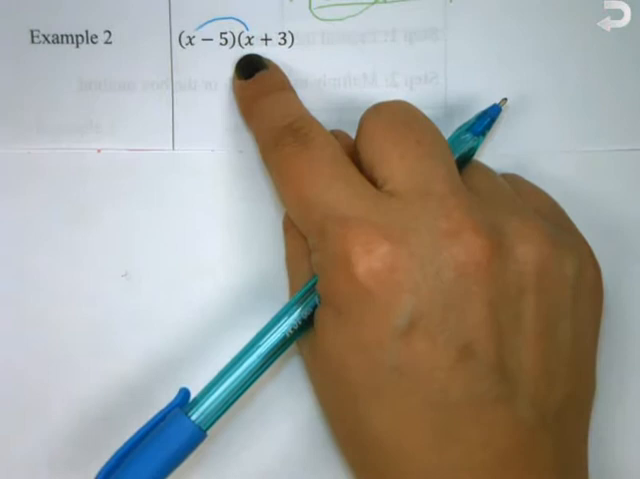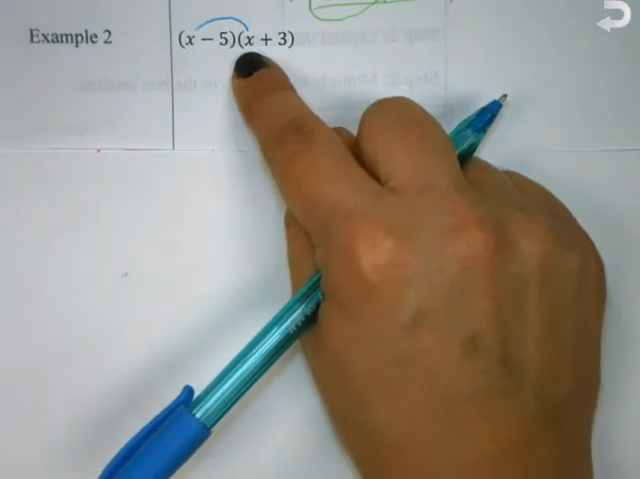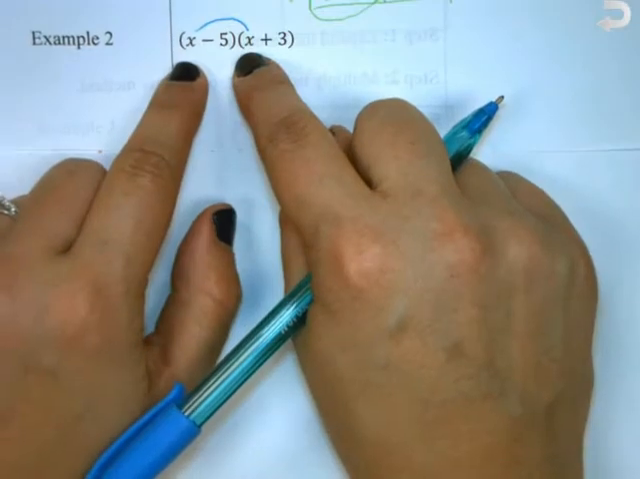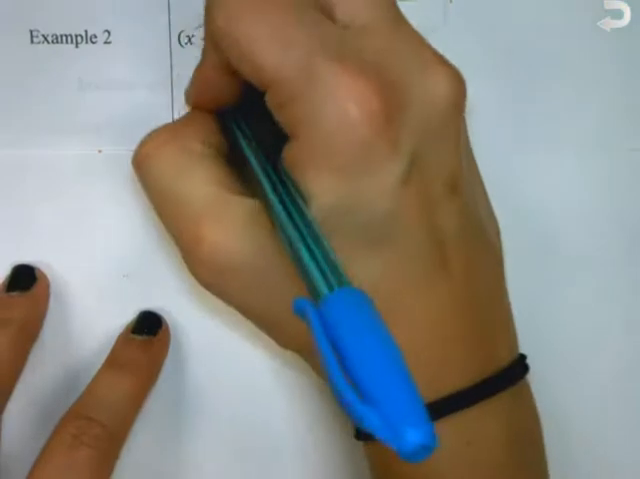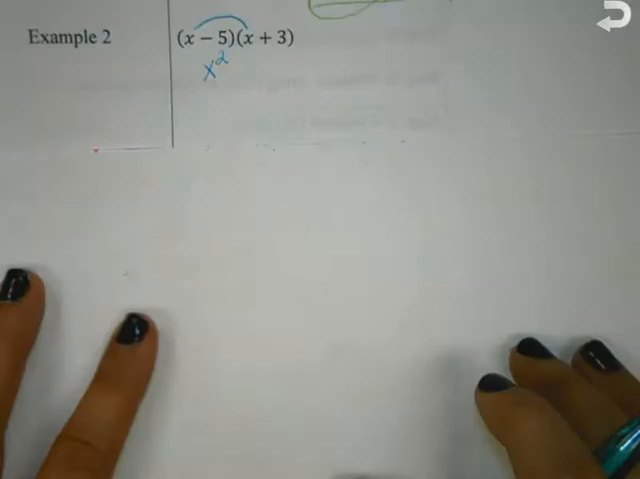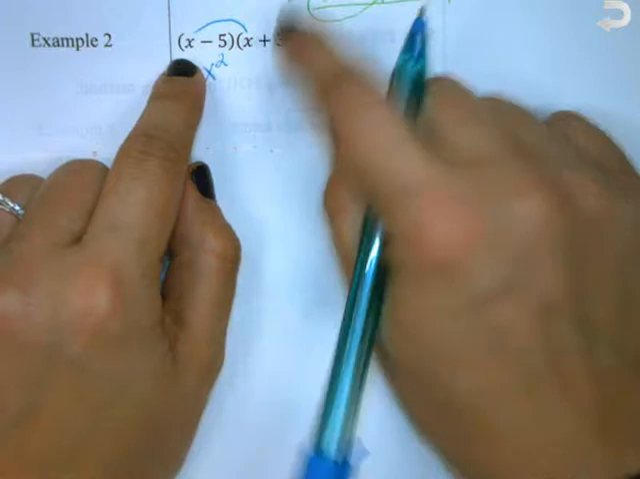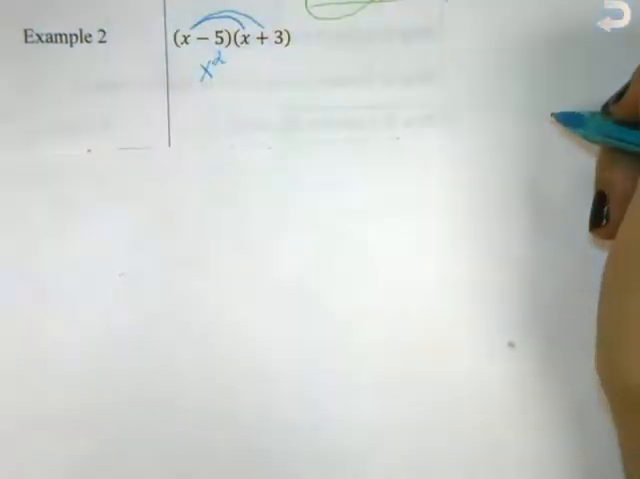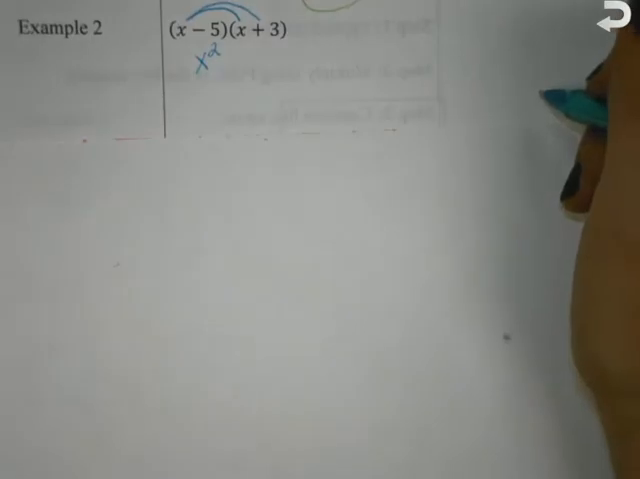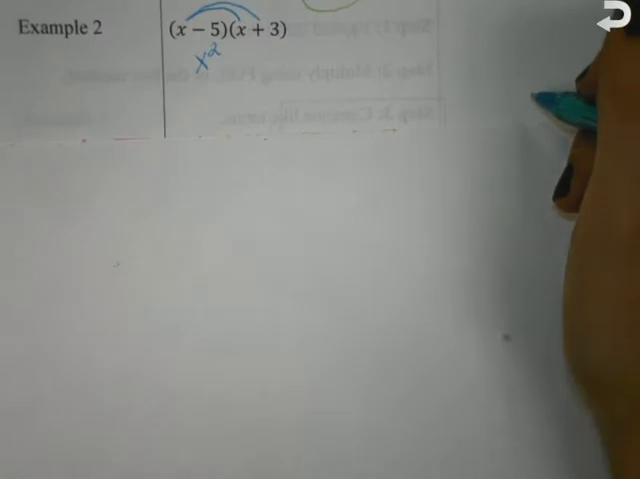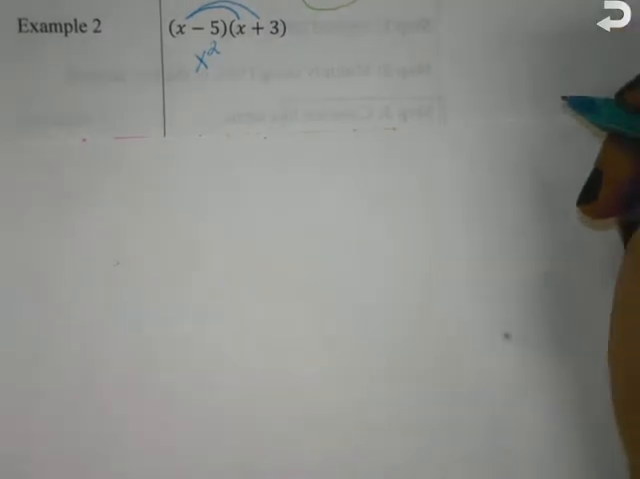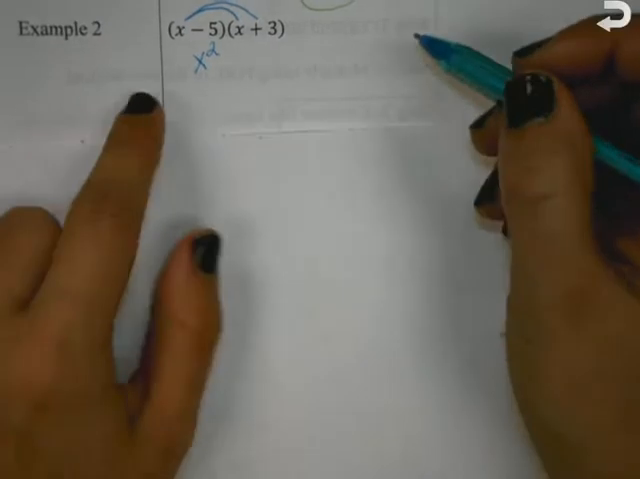Jacob, what does x times x give me? Perfect, x squared. O in FOIL stands for what? Alexia, what does the O stand for? Outside. Good, outside. My two outside terms are x and positive 3. What does x times positive 3 give me? Good, positive 3x.